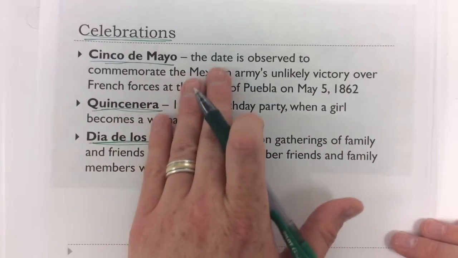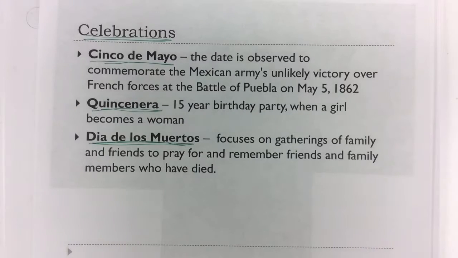So Cinco de Mayo, this is the day, May 5th, for those of you that don't speak Spanish, and it's the day observed to commemorate the Mexican Army's unlikely victory over the French forces at the Battle of Puebla on May 5th, 1862. A lot of people in America call it Mexican Independence Day. That's not going to be correct. This is going to be a day in which they were able to beat the French, who were one of the top armies in the world at the time, and to have success there.